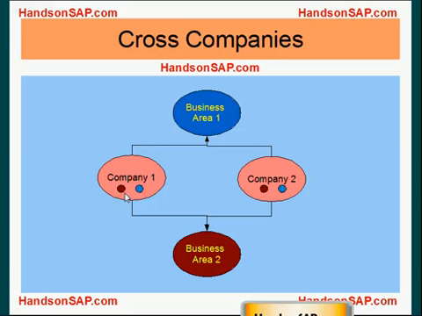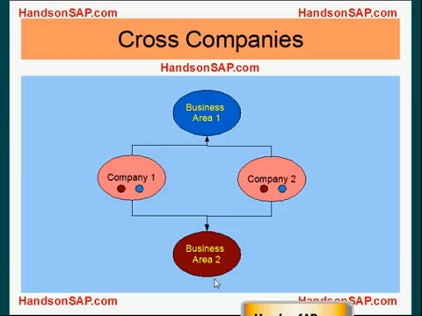So you can create one business area for, let's say, your line of business 1, and another business area for your line of business 2. Okay, so now this is like cross-company business areas. All the transactions belonging to your line of business 1 are going to go to your business area 1 from both the companies. And all transactions belonging to your line of business 2 are going to go in business area 2 as well from both the companies. Okay, so this is another example of the use of business area.